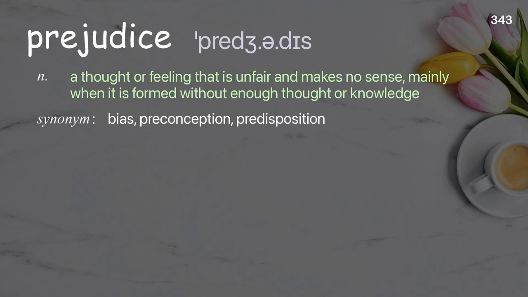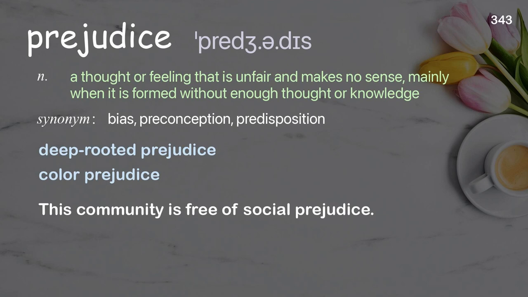Prejudice: a thought or feeling that is unfair and makes no sense, mainly when it is formed without enough thought or knowledge. Examples: deep-rooted prejudice, color prejudice. This community is free of social prejudice.